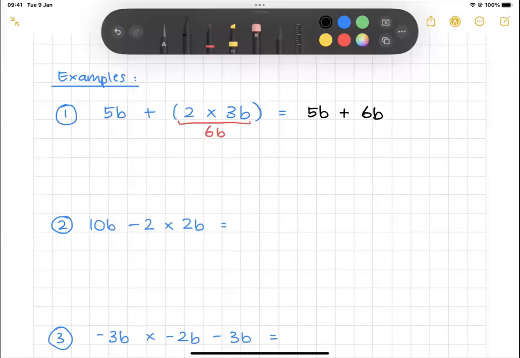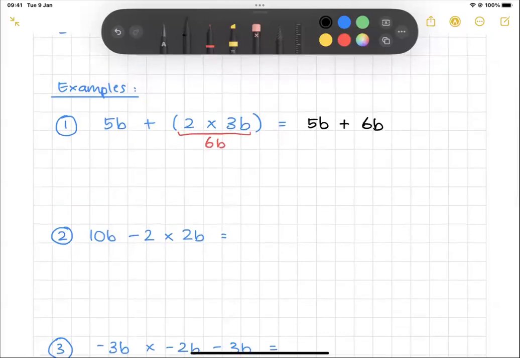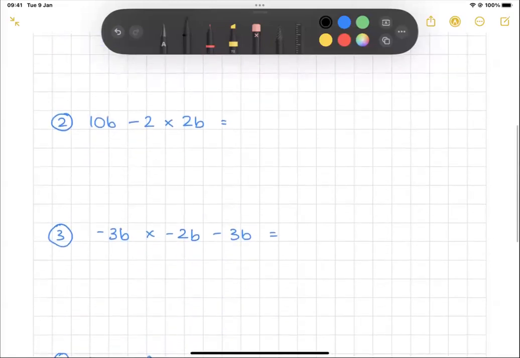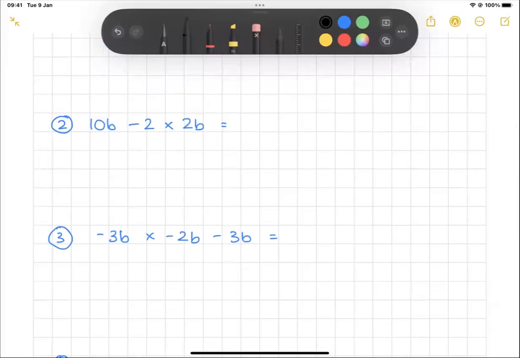5b plus 6b, we can only add terms when they are like terms. Are they like? Yes, they are. Same letter and same invisible power of 1. Once I've done that, 5b plus 6b should equal 11b. And that's my first question. Let's go to our second question.